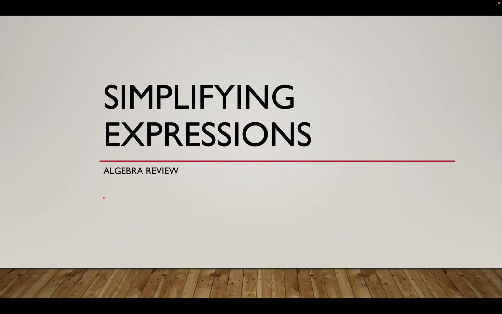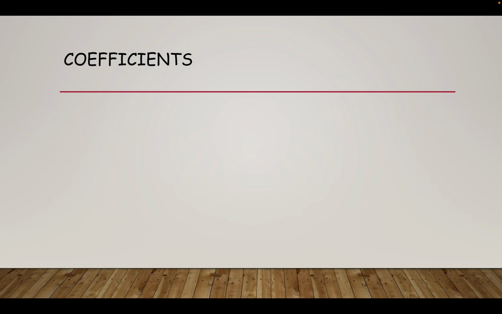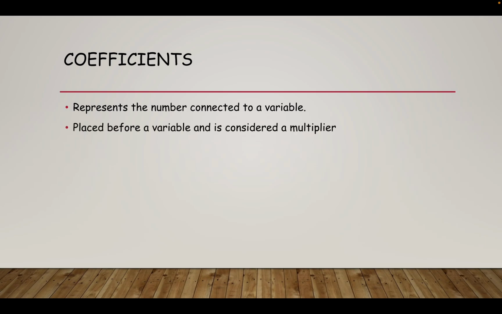Welcome to this lesson where we're going to review simplifying expressions. We're going to first talk about coefficients. A coefficient represents the number connected to a variable, and it is placed before a variable and is considered a multiplier. This would be a good thing to write in your notes.